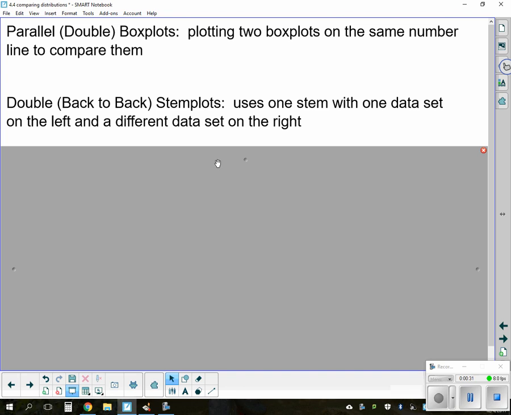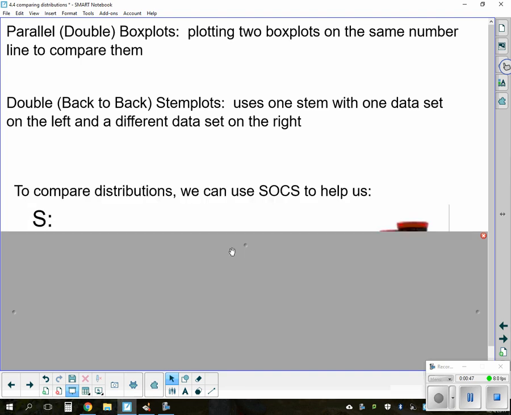We also have double, also known as back-to-back stem plots. And again, it's kind of what you would think. It uses one stem with one data set on the left and then another data set on the right. So essentially it's two stem plots put together. And again, we'll see what those look like in a second.